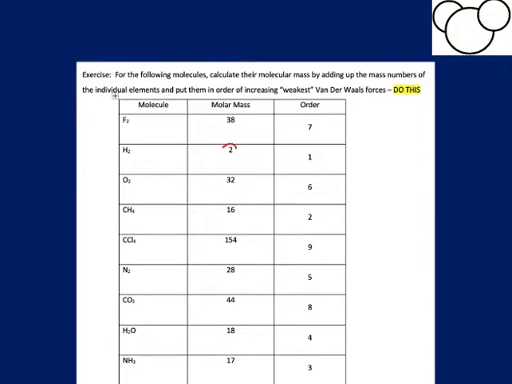So the lowest number here, 2, will have the least amount of van der Waals forces, going all the way up to CCl4, which has a molar mass of 154, and that will have the most. So this will have the least van der Waals, and this will have the most. So I hope you were good at your maths with all of your mass numbers.